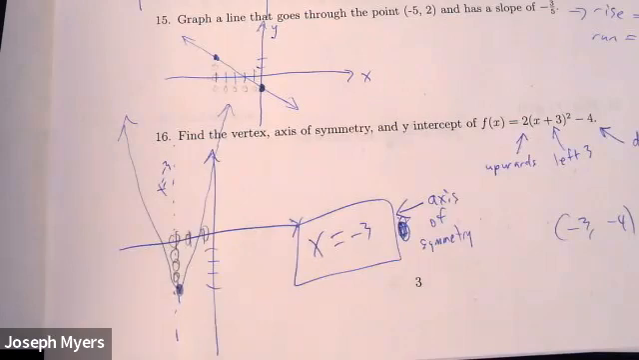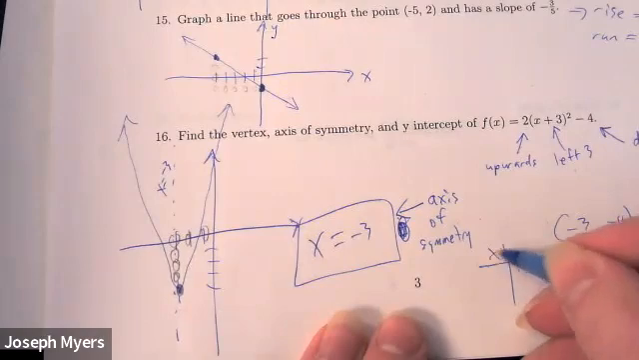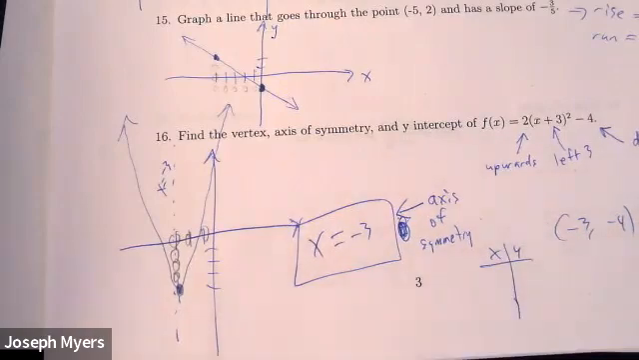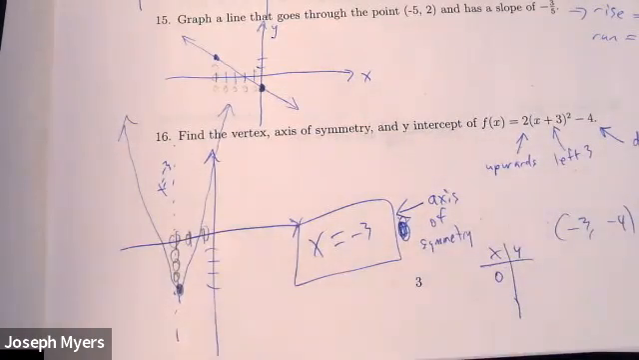So the axis of symmetry is x equals -3. And then what's the y-intercept? To find the y-intercept, how do we always find y-intercepts? By plugging in 0 for x. So to find the y-intercept, we have to plug 0 in for x.